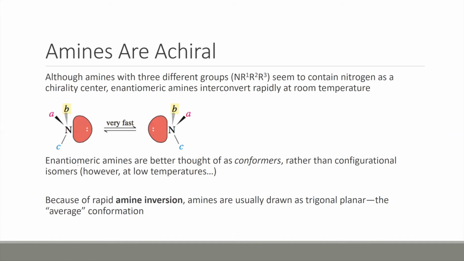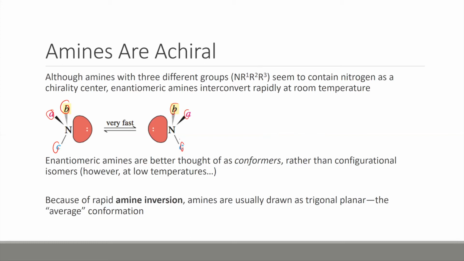Now, one atom that you might think would be a great atom to make chiral centers is nitrogen. Amines do attach to 3 different groups. They can have 3 different groups attached to them and have a lone pair, which would seem that it would have a chirality center. However, here's an example where we have something A, B, and C bonded to the nitrogen and its lone pair, and here's its mirror image.